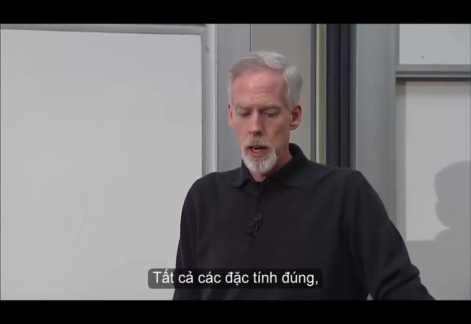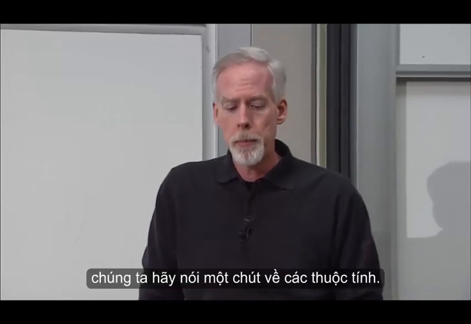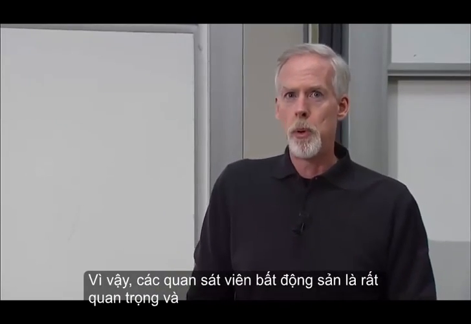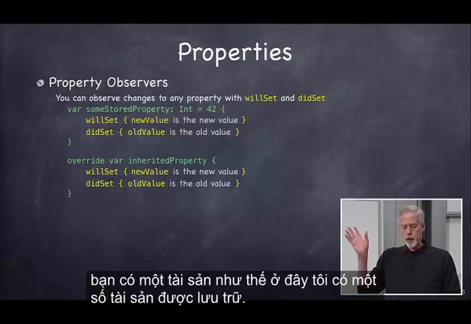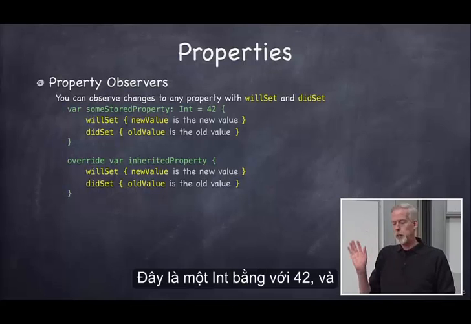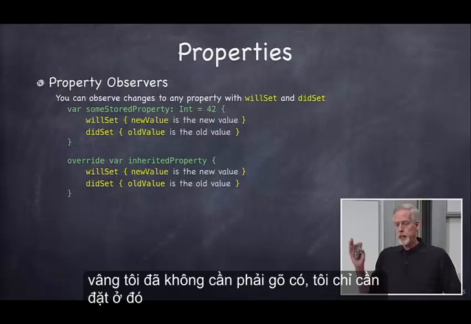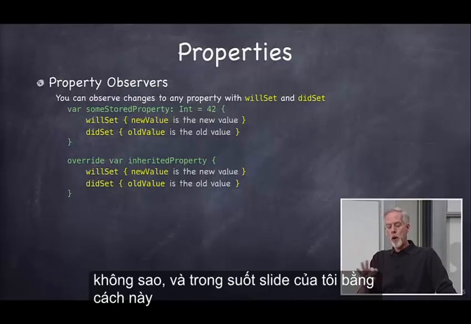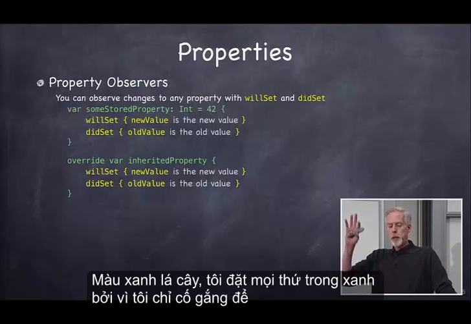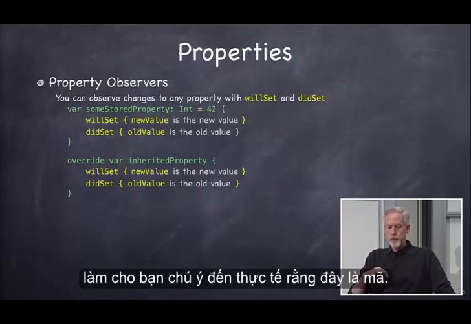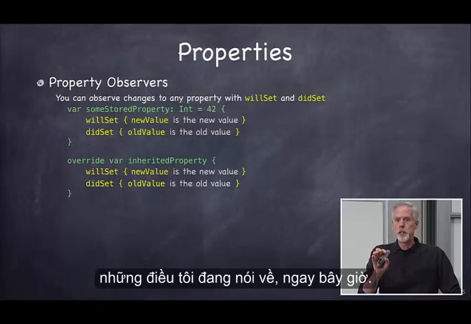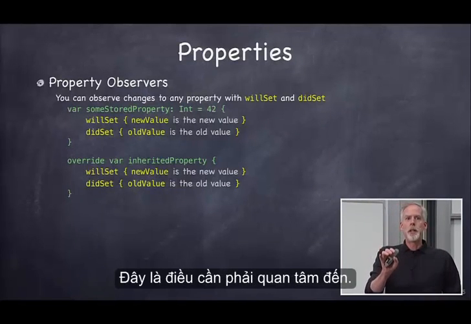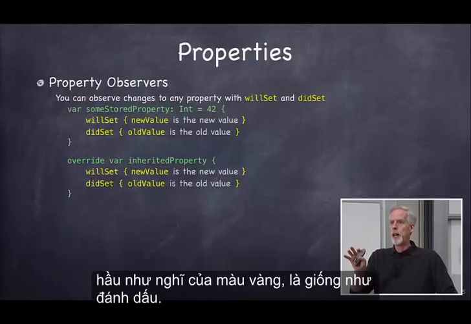Okay. All right. Properties. Let's talk a bit about properties. So property observers are very important, and we're going to use them a lot. They are very simple. You have a property, like here I have some stored property. It's an int equals 42. And yes, I didn't need the type there. I'm just putting it there. Throughout all my slides, by the way, I put things in green just to draw attention to the fact that this is code. That's all green means. But yellow usually will mean this is the thing I'm talking about right now. This is the thing to pay attention to. You can almost think yellow is like highlighted.